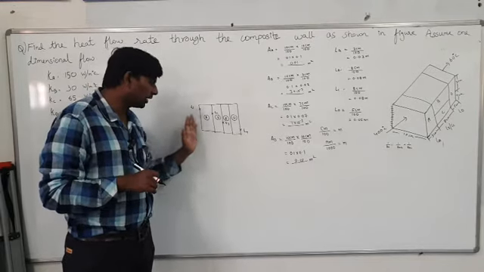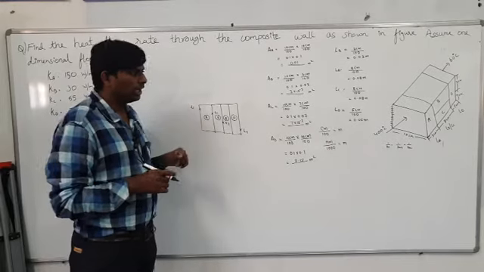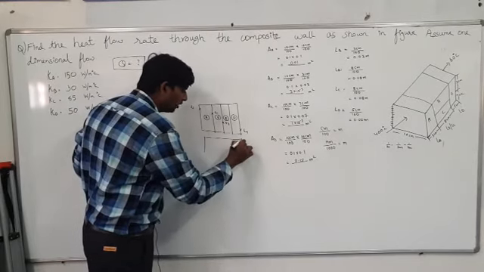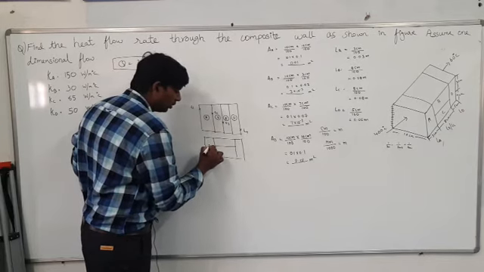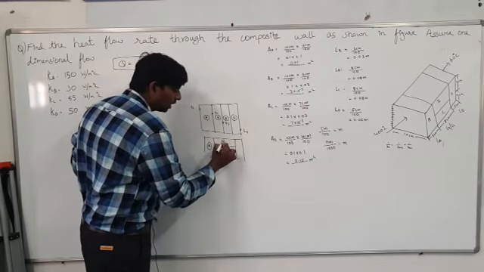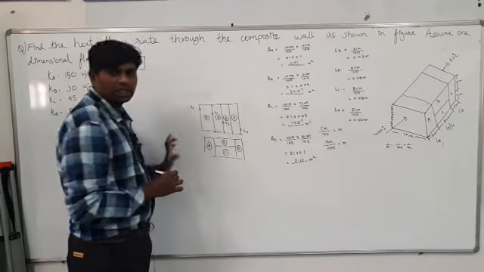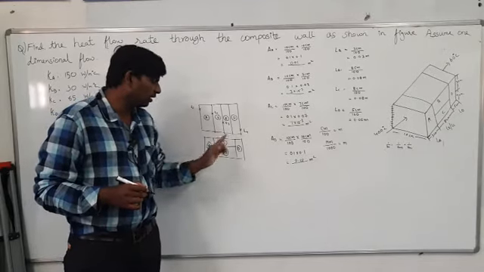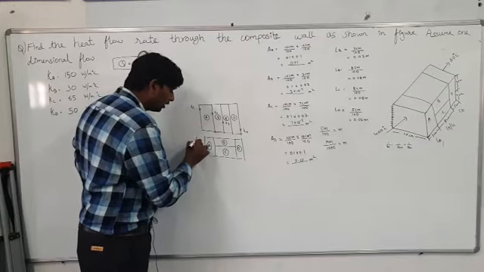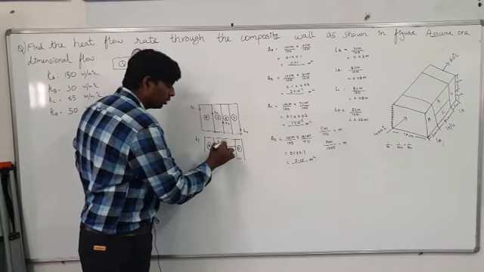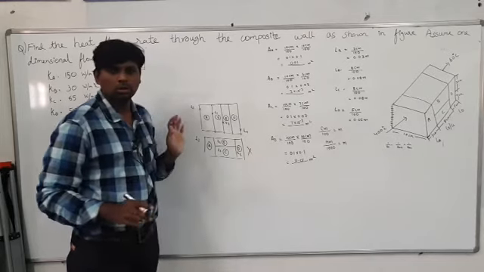What is the difference? There, the components are side by side, but here it is not like that. Here you take this one as A, this as B, this as C, and this as D. Here two components are parallel to each other. So you can't take this one as T1, this as T2, this as T3, this as T4. If you take it like that, it is wrong.